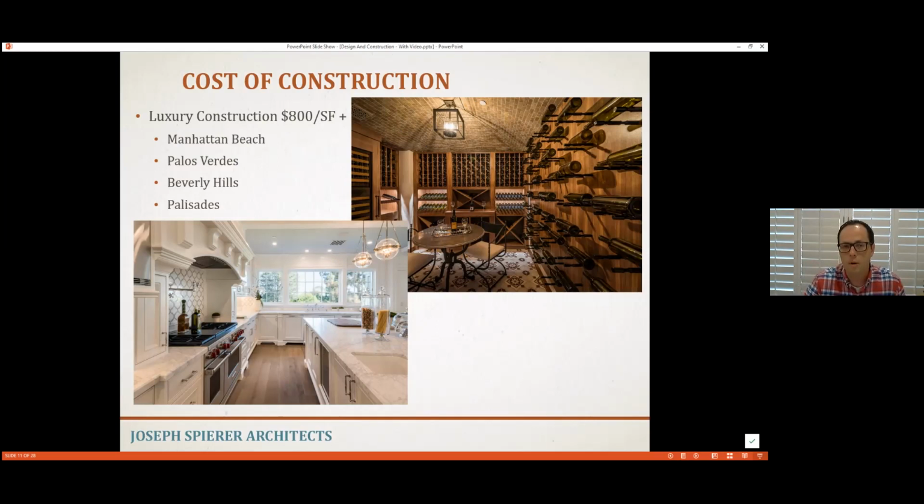Most of our projects are probably anywhere between $500 and $600 a foot, and that still is considered high-end residential. The average price per square foot in the South Bay right now is about $500 per foot. It's about average.